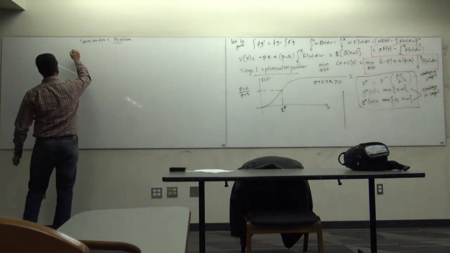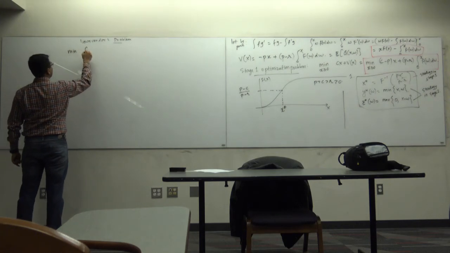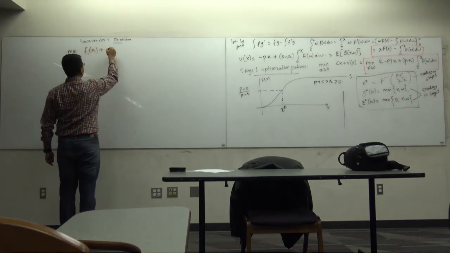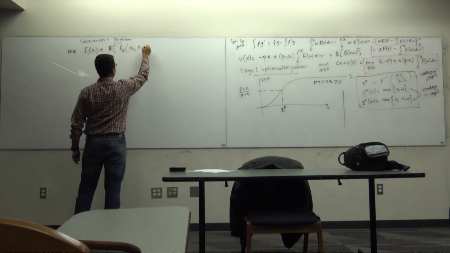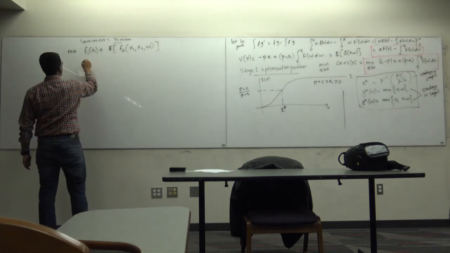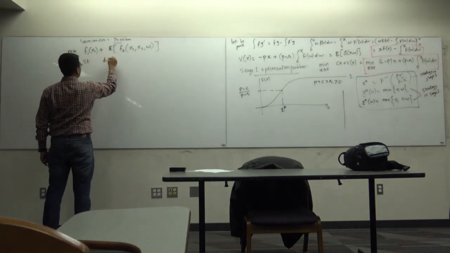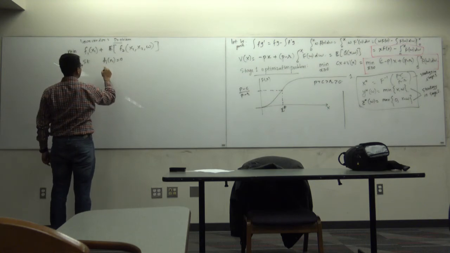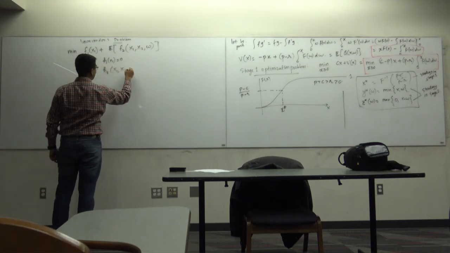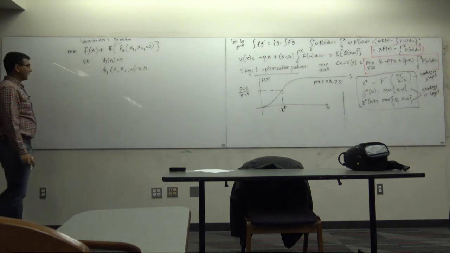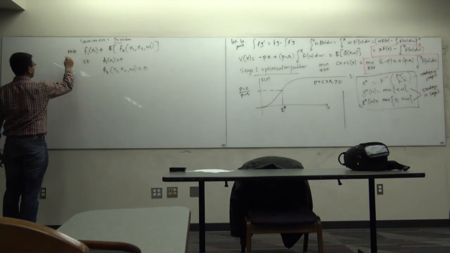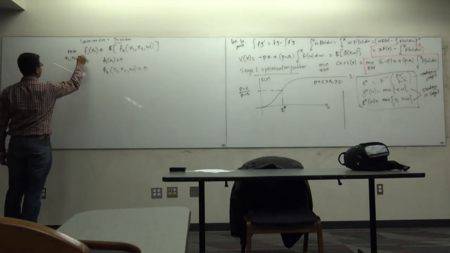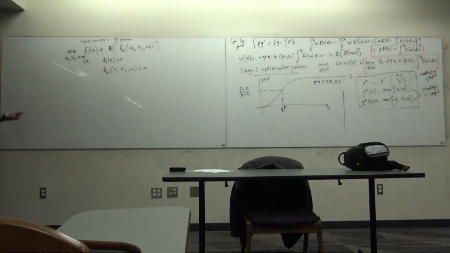So I have to minimize f1 of x1 plus expected value of F2 of X1, X2, omega, such that H1 of X1 equals 0 and H2 of X1, X2, omega equals 0. This minimization is with respect to X1 and X2 as a function from omega to R. So you know the uncertainty when you're choosing X2.